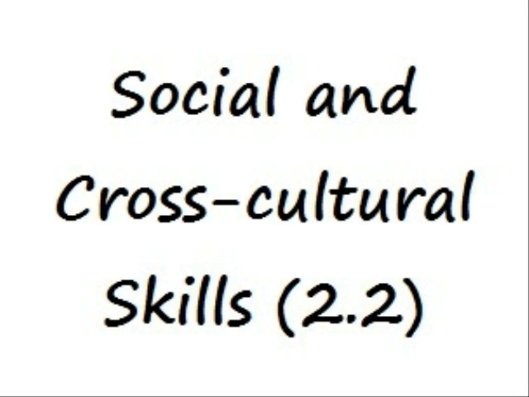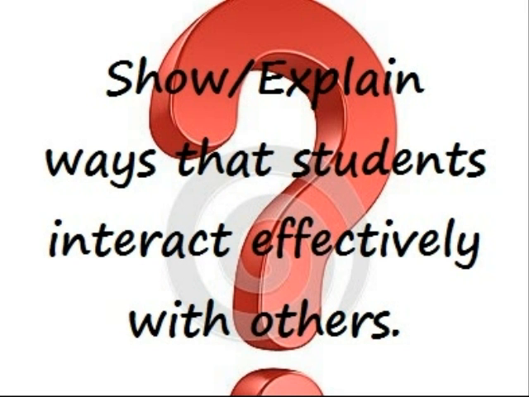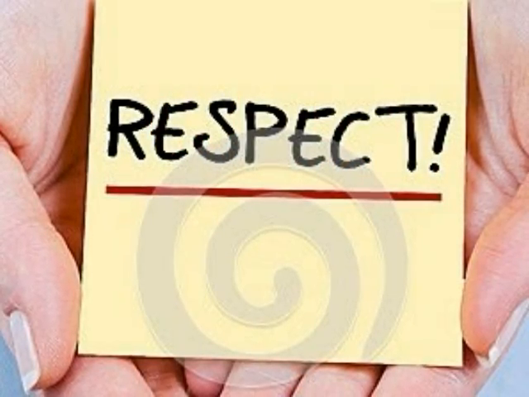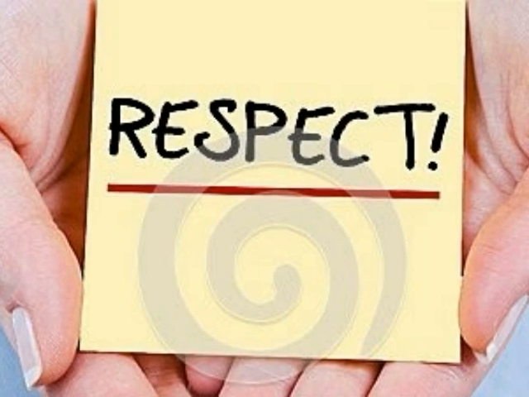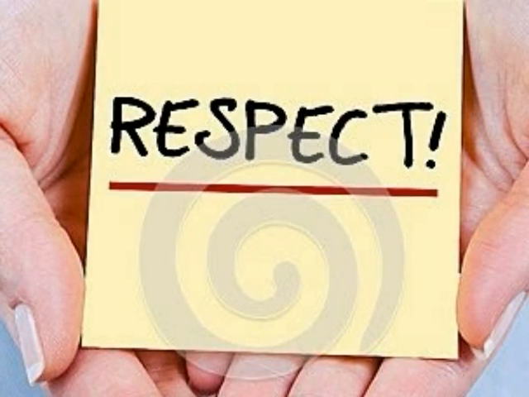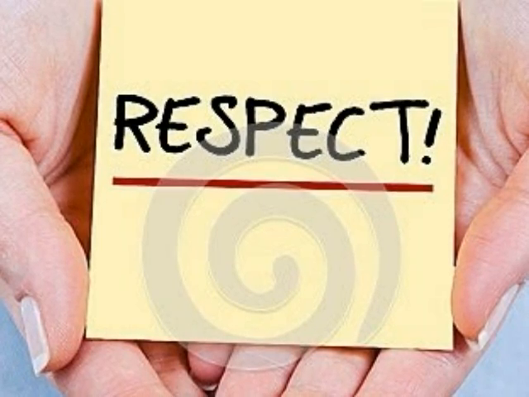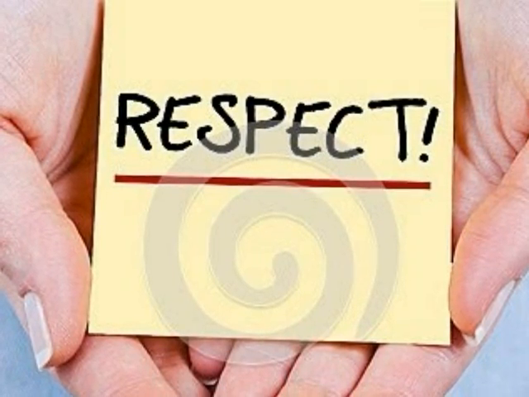In this fourth section, I discuss the development of my students' social and cross-cultural skills. Part 1. Show or explain ways that students interact effectively with others. In my class, students learn to interact effectively with others. At the beginning of the school year, I establish an environment of mutual respect and tolerance in my classroom that helps to promote positive, productive social interactions.